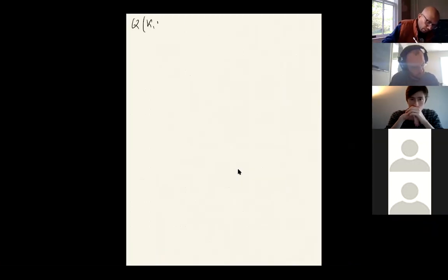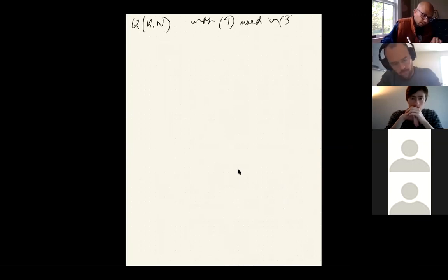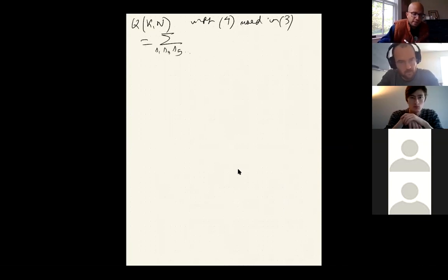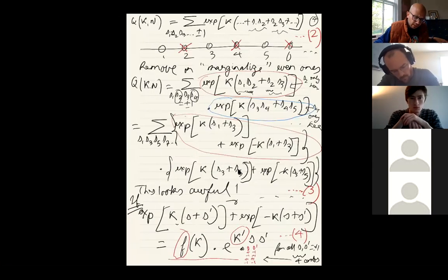So Q of K_N with 4 used in 3 starts to look like a summation over S1, S3, S5. Remember, we have removed all the even ones. We have removed S2, S4, S6. But earlier we had e to the power k of S1 plus S3 plus e to the power minus k of S1 plus S3.